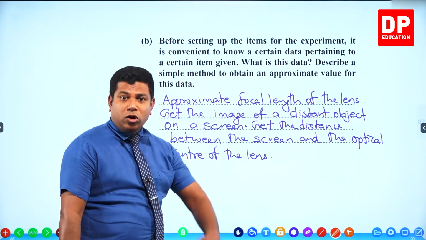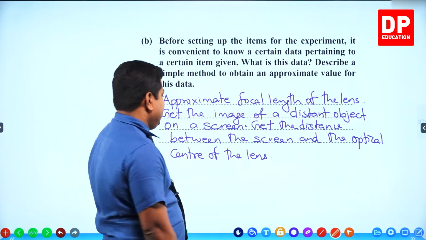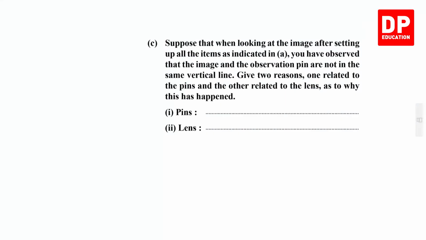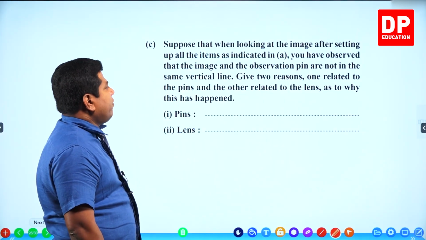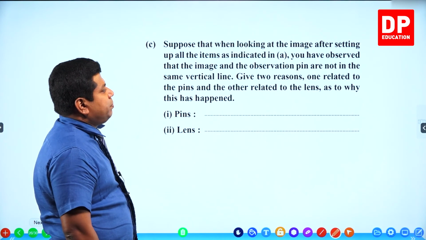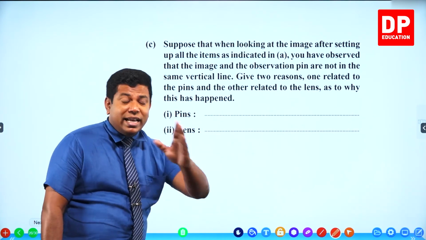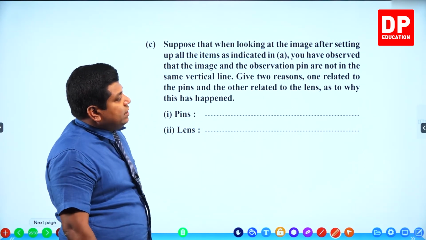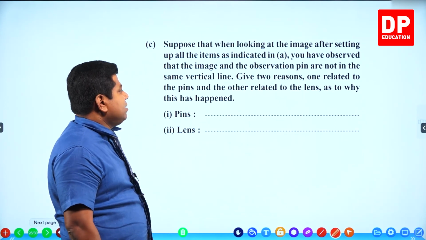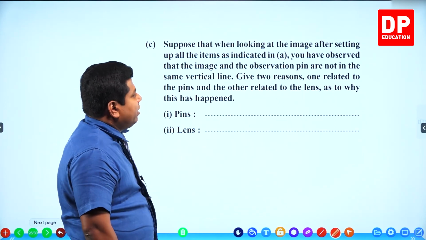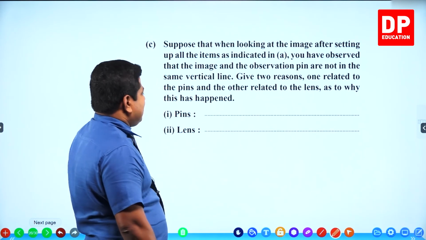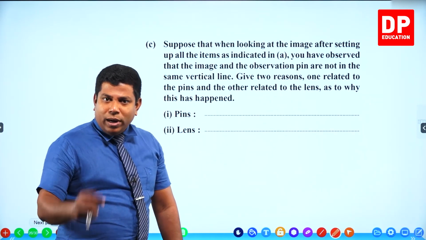That will give you the approximate focal length. Next, suppose that when looking at the image after setting up all the items as indicated in A, you have observed that the image and the observation pin are not in the same vertical line. Give two reasons, one related to the pins and the other related to the lens, as to why this has happened. Why does this problem happen?